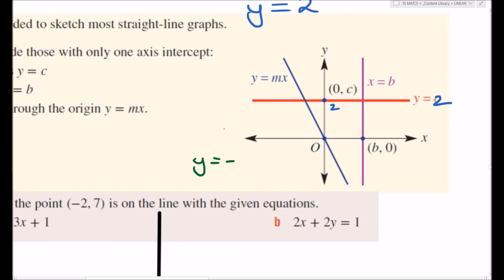Okay. What about x? X equals, let's do x equals 1, for example. In this case, I've got an x line here, but x equals 1. So let's say that that's 1, that's 2, that's 3. X equals 1 would look like this, because it's just going through the x-axis.